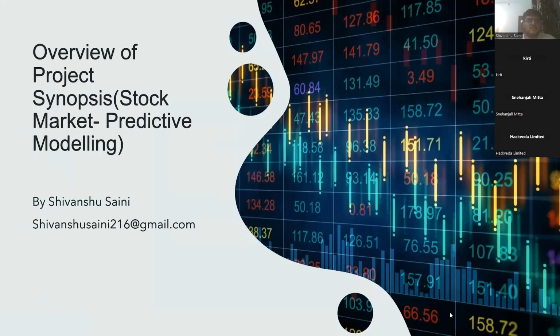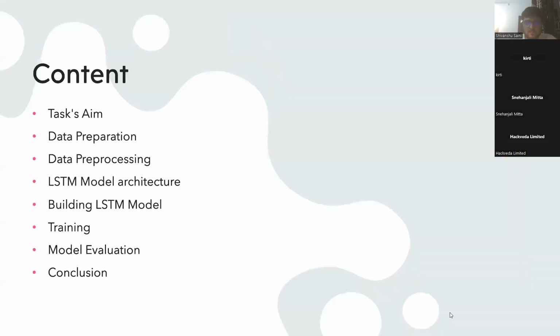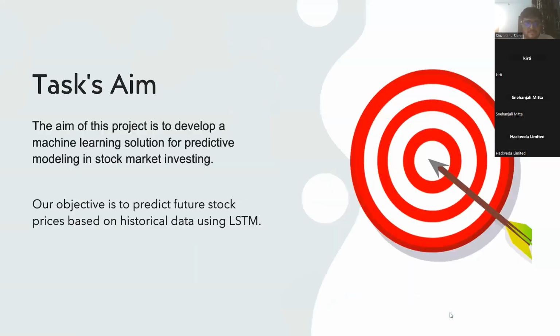Good evening, sir. My task name is overview of the project synopsis, that is stock market predictive modeling. The contents of my slides are task aim, data preparation, data preprocessing, LSTM model architecture, building LSTM model, training, model evaluation, and conclusion. The aim of this project is to develop a machine learning solution for predictive modeling in stock market investing. What the task demands from me is to predict future stock prices based on historical data using an LSTM model.